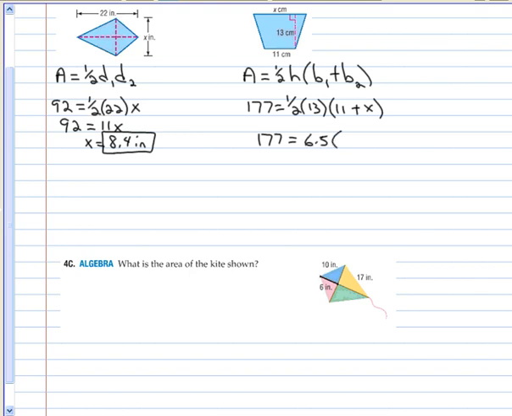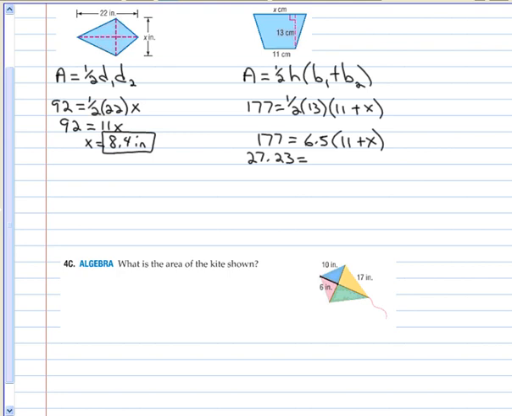6.5. Now we're trying to get to x. What's the next thing we should do? Divide by 6.5. Let's get rid of it. We're trying to get to the x. So divide by 6.5. 177 divided by 6.5 is 27.23. And if we're going to round our final answer to the nearest tenth, take it at least one place more. Even if you do it more than that, it's even better.